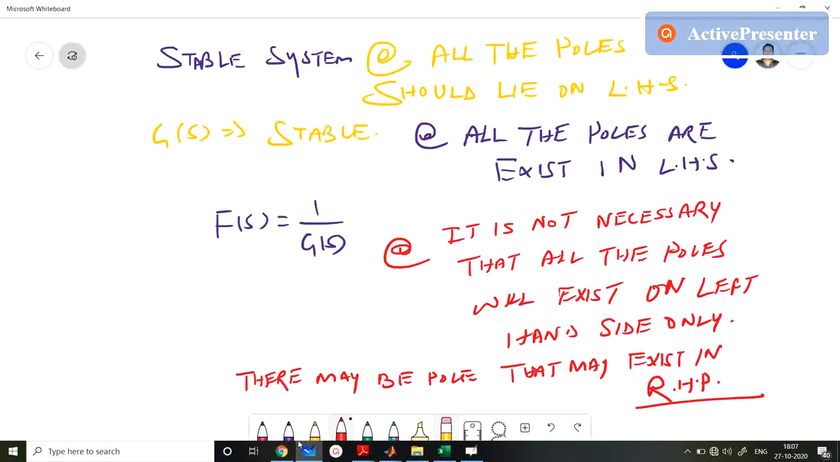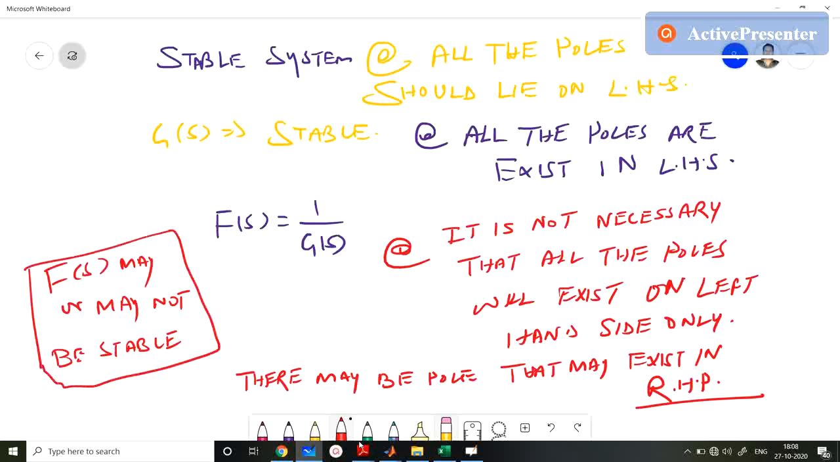Right now G(s) is stable, but F(s) may or may not be stable. So the conclusion is that F(s) may or may not be stable. It is not necessary that if G(s) is stable, then F(s) will also be stable. No, it is not necessary. F(s) may or may not be stable.